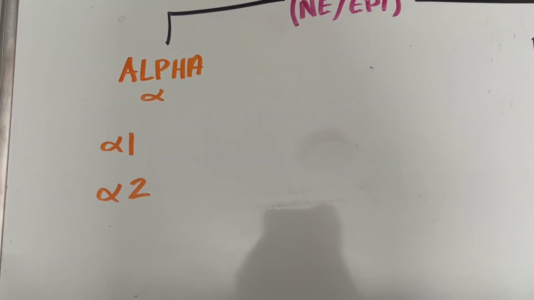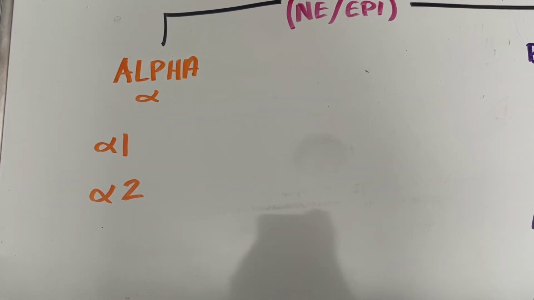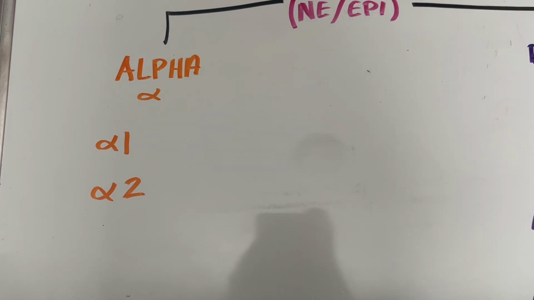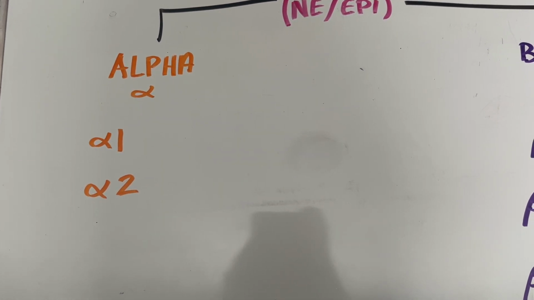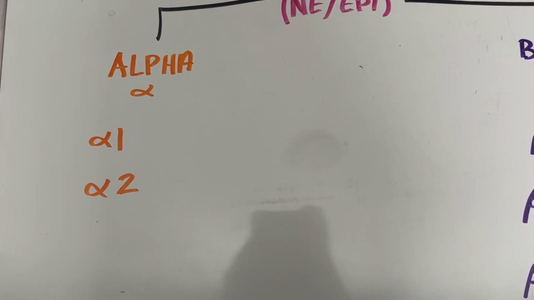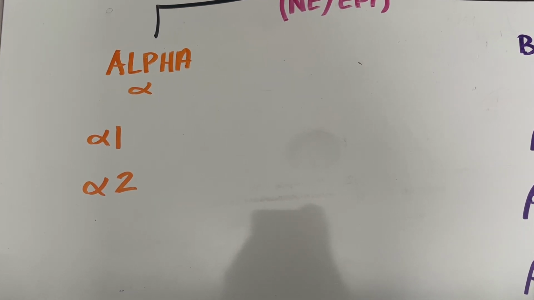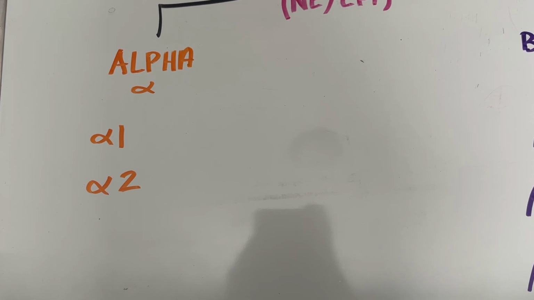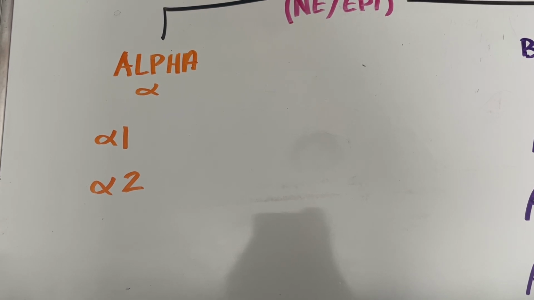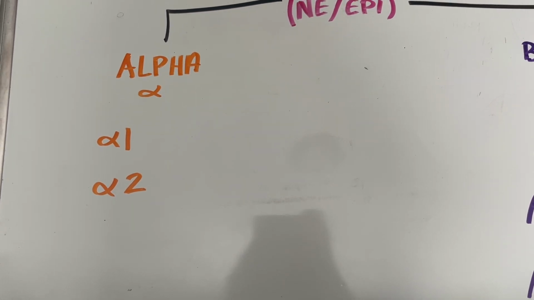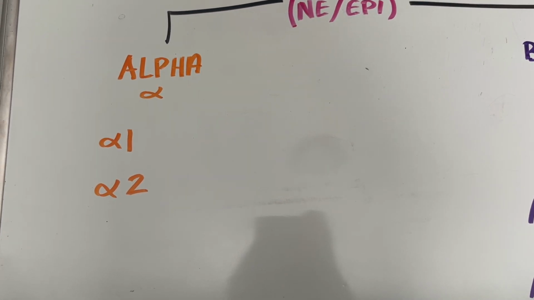They are generally excitatory. They are often coupled to Gq proteins, leading to an activation of PLC, which produces IP3, which is a common second messenger, and an increase of intracellular calcium, resulting in effects like vasoconstriction in many blood vessels and pupil dilation. Norepinephrine has a stronger affinity for alpha 1 receptors than epinephrine.